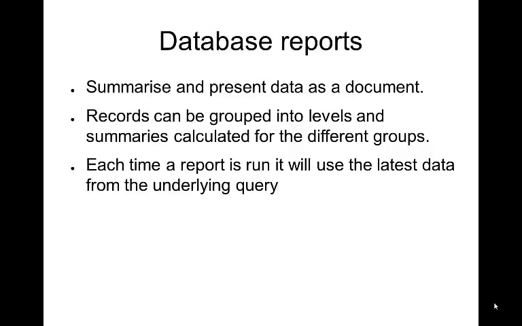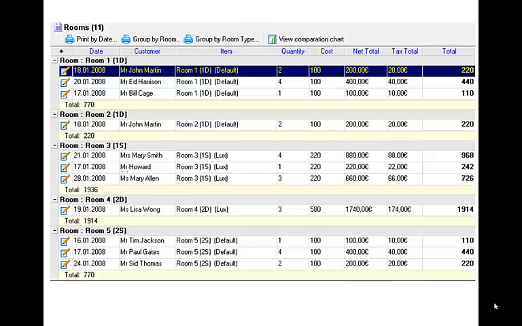The other thing is database reports. Database reports allow you to summarize and present data in a database as a document. Records can be grouped into levels and summaries calculated for different groups. Each time a report is run, it uses the latest data from the underlying query, not surprisingly.